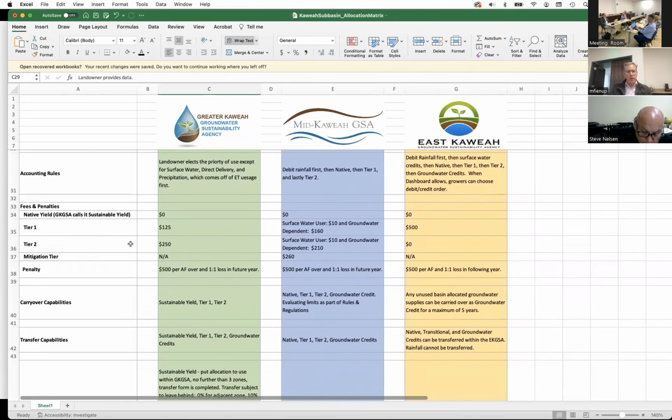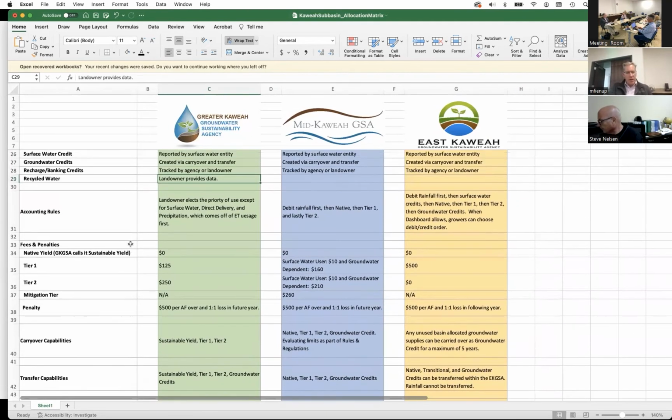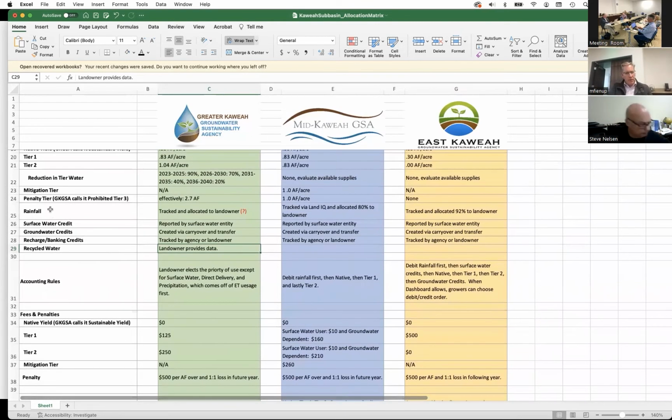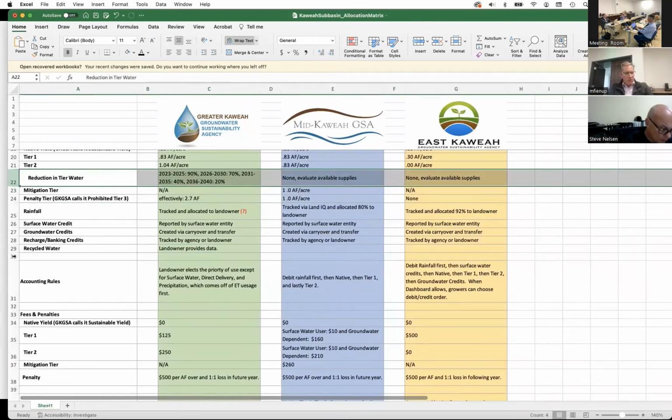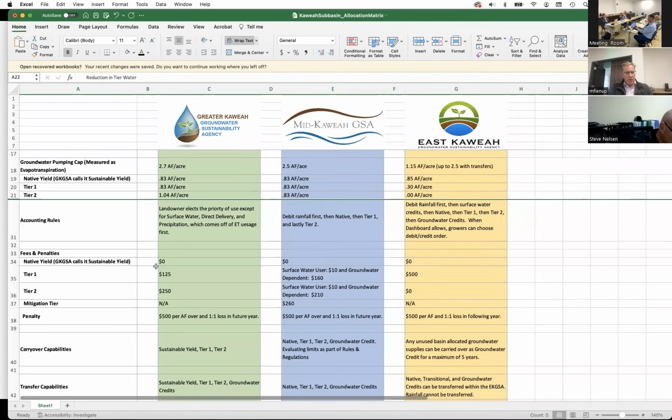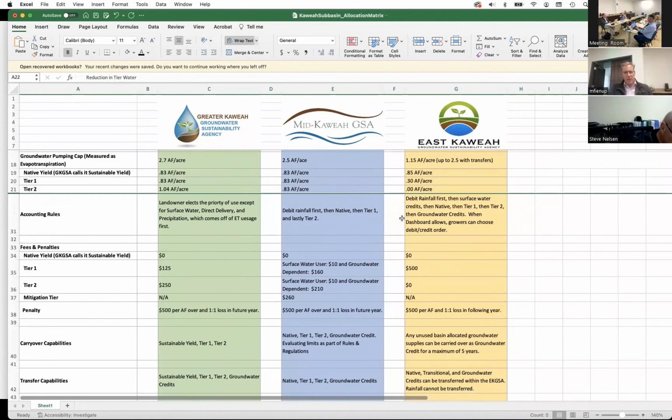Right, so now the accounting rules are important, especially because they impact how we understand the water market and its function. And so in terms of these various buckets that we just saw, where they have native yield and tier 1, or native yield, tier 1 and tier 2, the accounting rules obviously matter. So let me do this so you can see the 3 buckets. In Greater Kaweah, the landowner elects the priority of use, except for surface water direct delivery and precipitation, which comes directly out of the ET data.